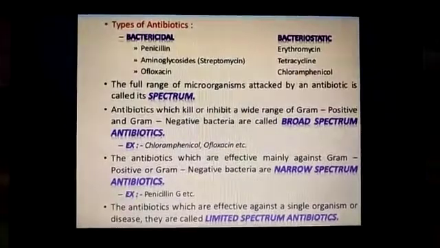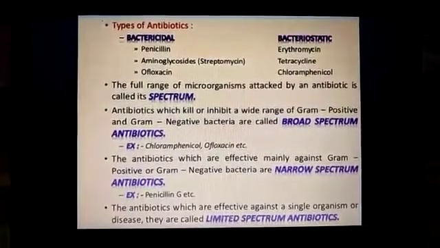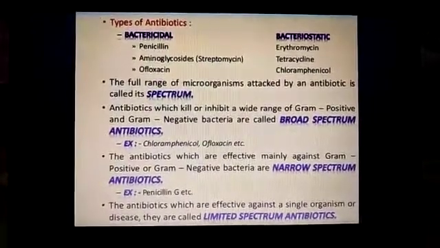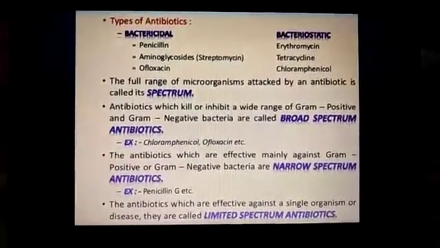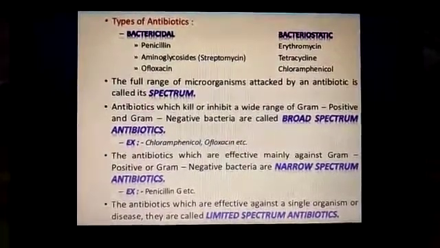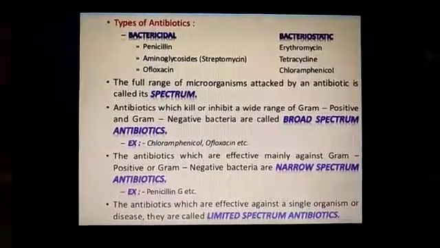The full range of microorganisms attacked by an antibiotic is called its spectrum. The antibiotics which kill or inhibit a wide range of gram-positive and gram-negative bacteria are called broad-spectrum antibiotics. Example: chloramphenicol and ofloxacin are examples of broad-spectrum antibiotics.